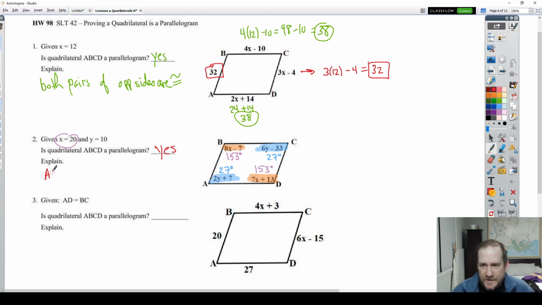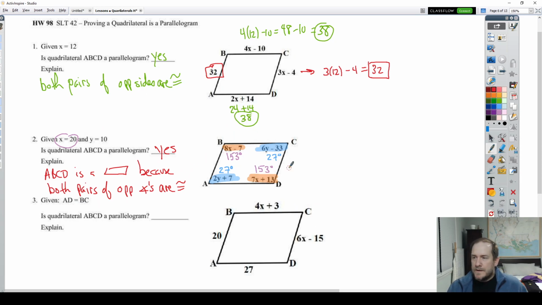So you'll say something like ABCD is a parallelogram because both pairs of opposite sides... My bad. I meant to say both pairs of opposite angles are congruent.